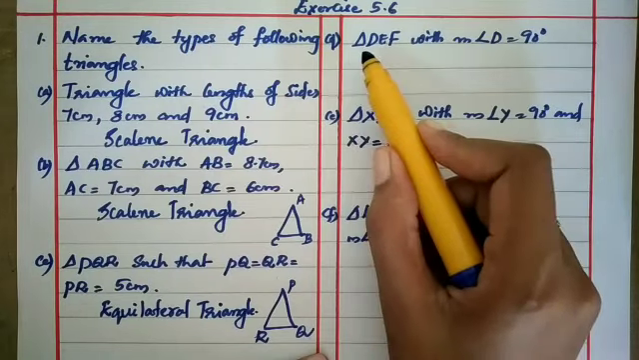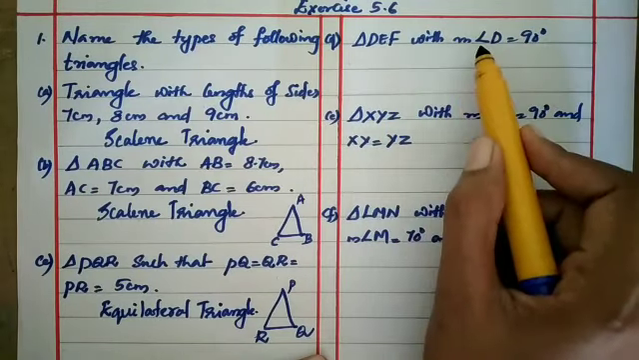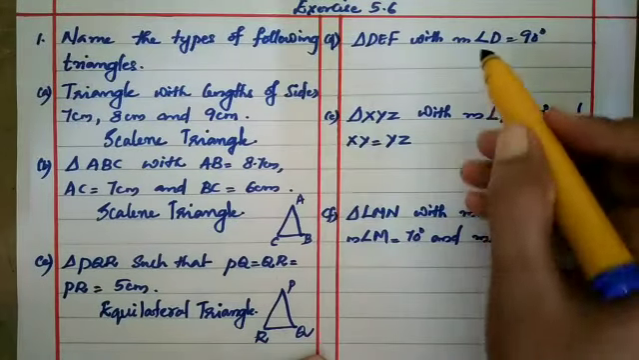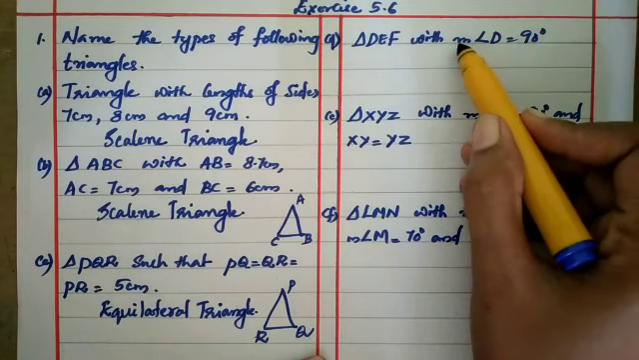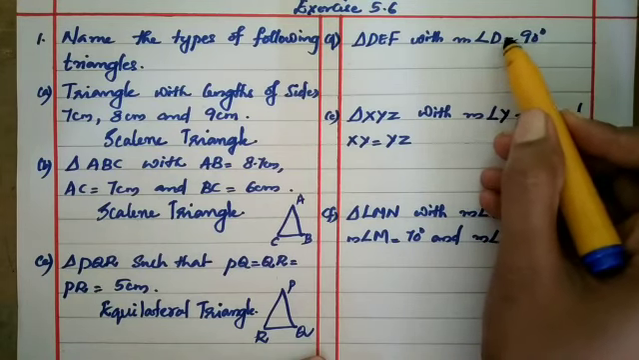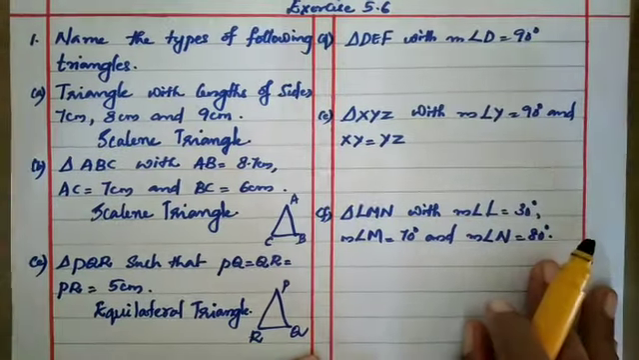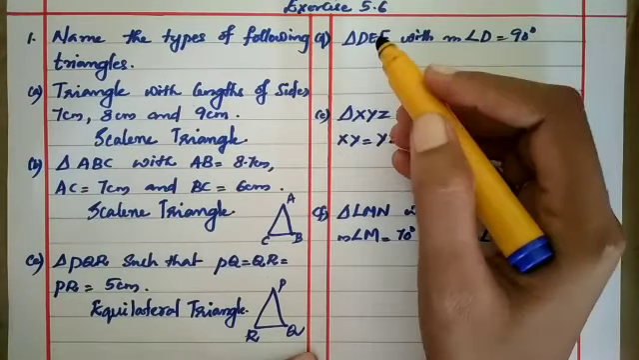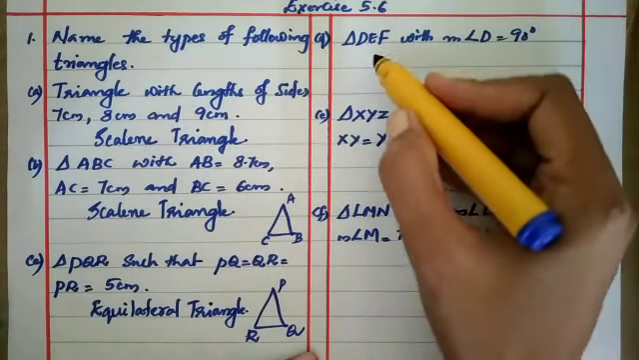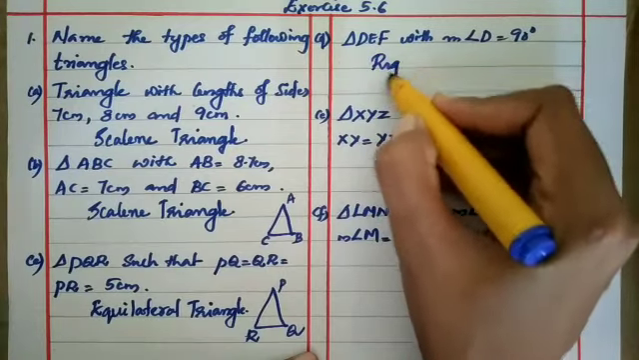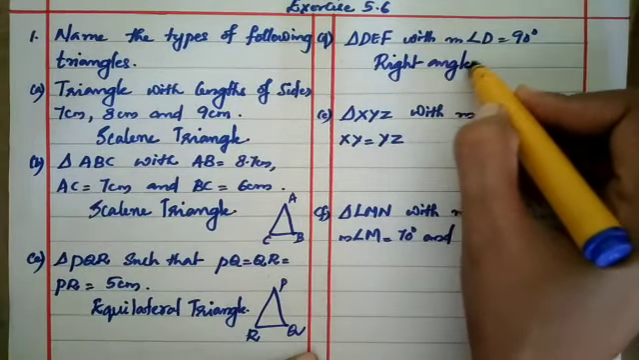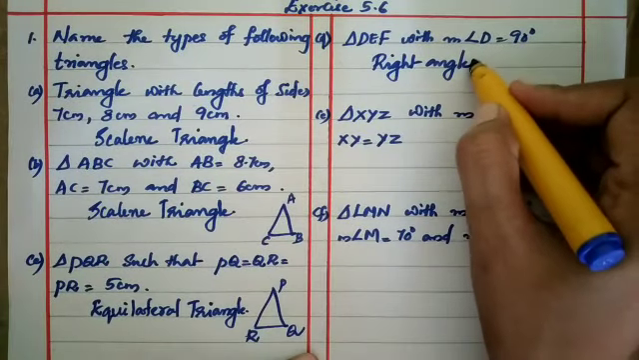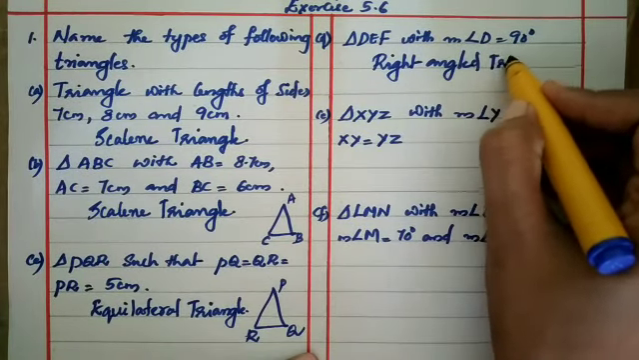Then D question. Triangle DEF with measure of angle D equals 90 degrees. So how do you read? Measure of angle D equals 90 degrees. So one angle is 90 degrees. Then which type of triangle? It is a right angled triangle. One angle is 90 degrees.